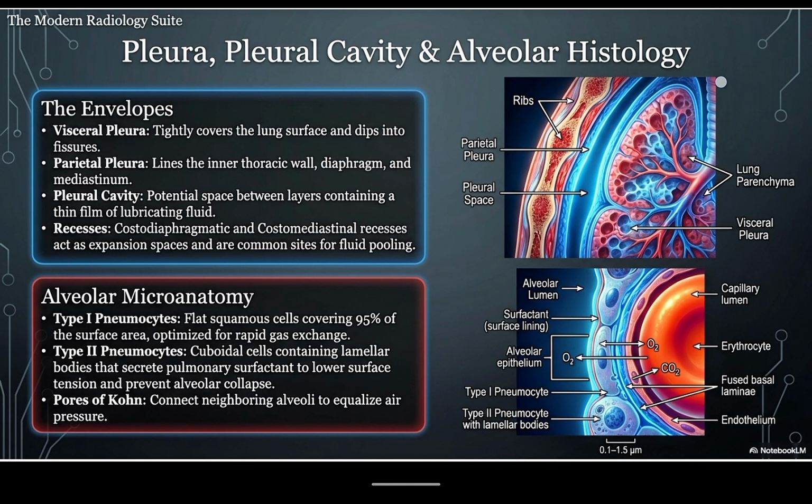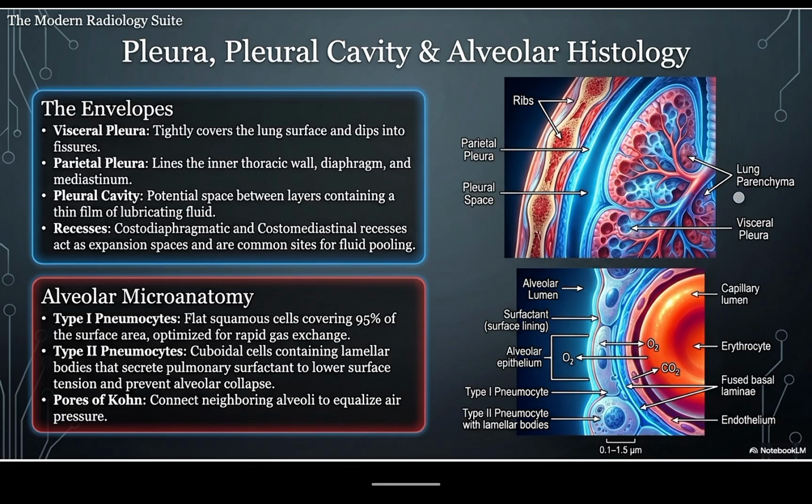It is the same for the costomediastinal recess. The costomediastinal recess is the space where the pleura changes from the costal surface to the mediastinal surface. This space, which is usually at the anterior border, is called the costomediastinal recess. Don't forget that. And it also contains fluid. These recesses allow the borders of the lungs to move in and out during respiration.